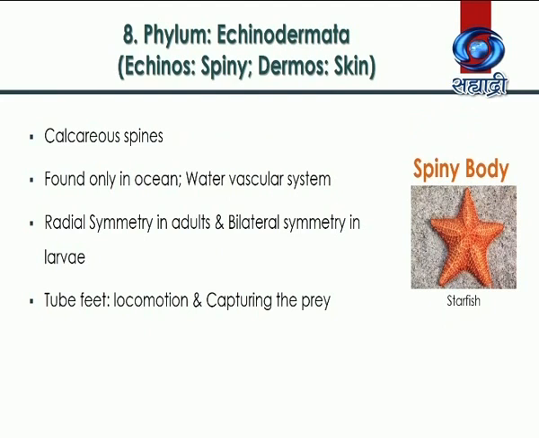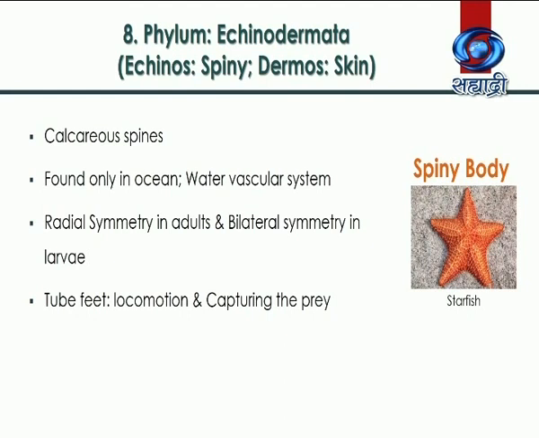The next phylum is phylum Echinodermata, that is a phylum of spiny-bodied animals. Spines are present and they are calcareous. That means they are made up of calcium carbonate. These members are found only in ocean.